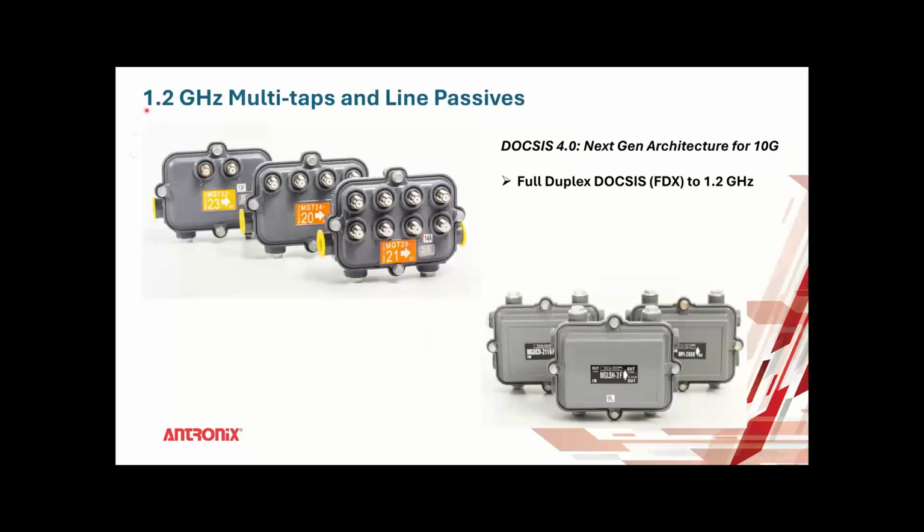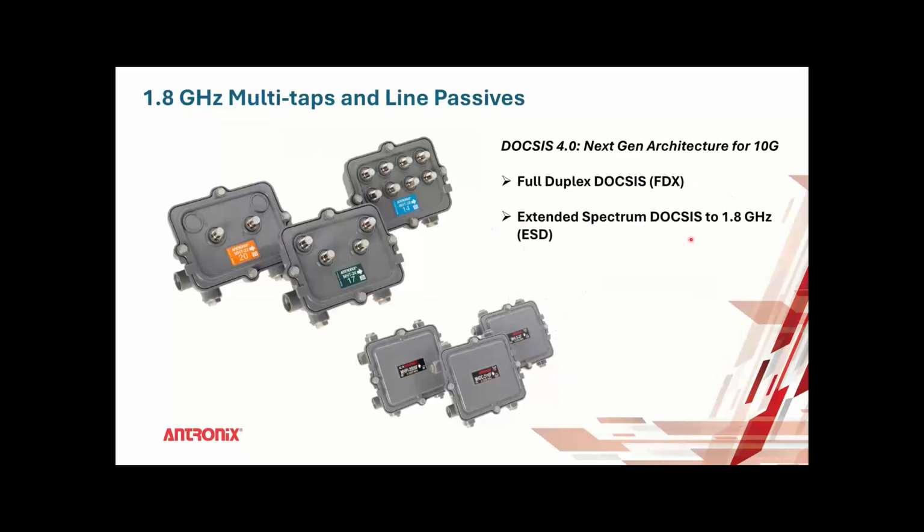All right. So we have 1.2 gigahertz taps and passives. For DOCSIS 4.0, full duplex DOCSIS FDX works fine to 1.2. As I mentioned, if you decide to go to extended spectrum, passives need to be upgraded to at least 1.8 gigahertz. Using extended spectrum at the 1.8, the taps need to be upgraded to a 1.8 or 2 gig tap and passive.